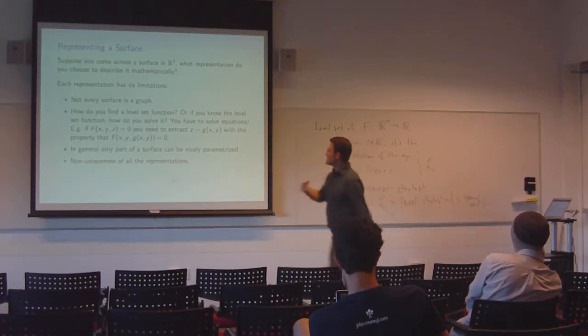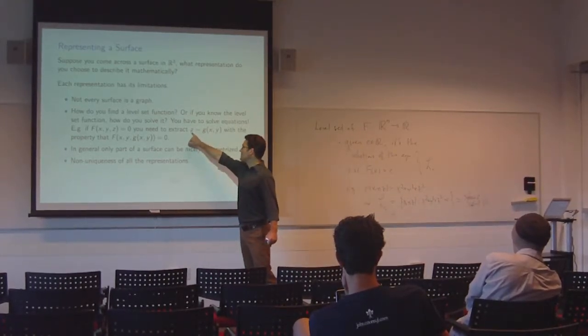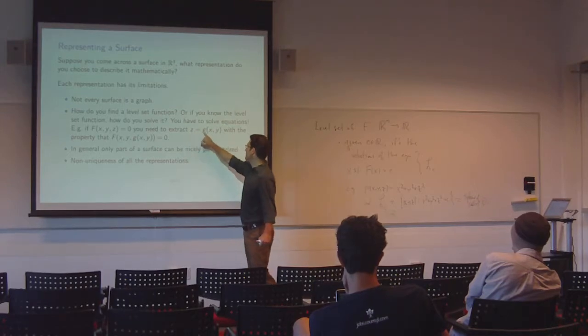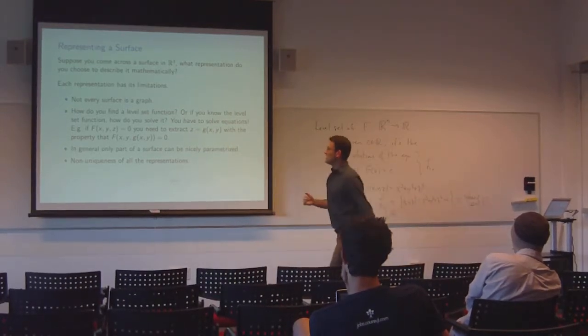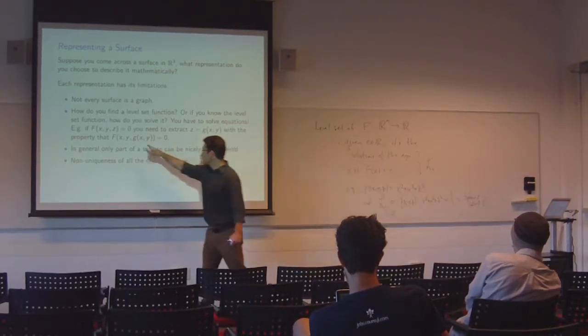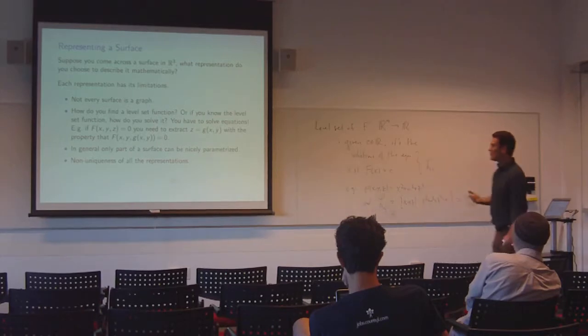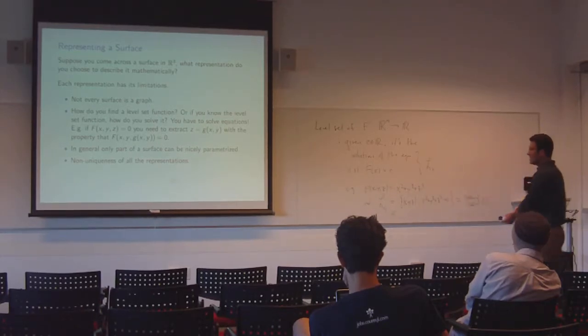The solution is going to be eliminating one variable, so it's expressing, let's say, the third variable z as a function of the first two. And what does it mean to solve the equation? It means if you plug that into here, you get 0. So you have to do this procedure of eliminating one of the variables, and this might be very complicated or impossible. Okay, so level set functions don't always work.